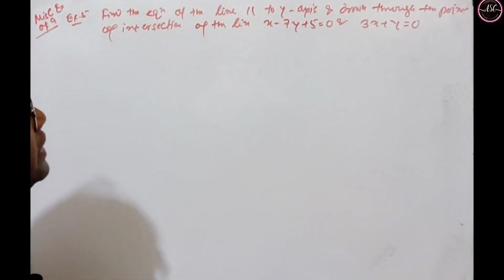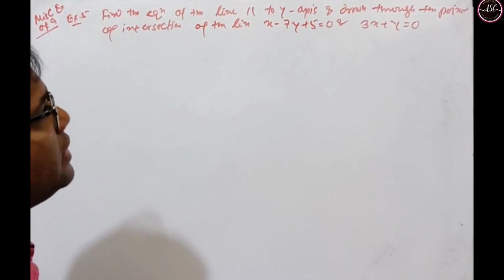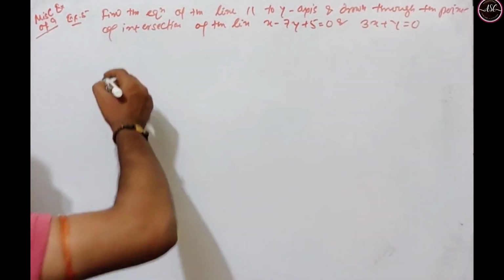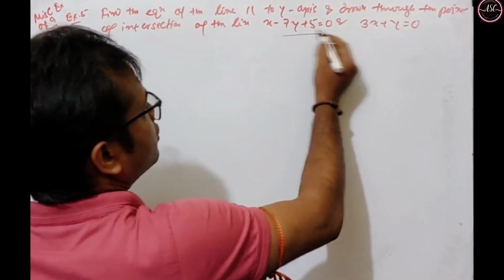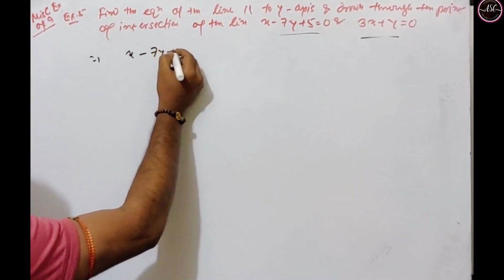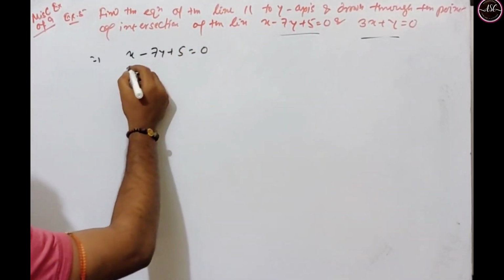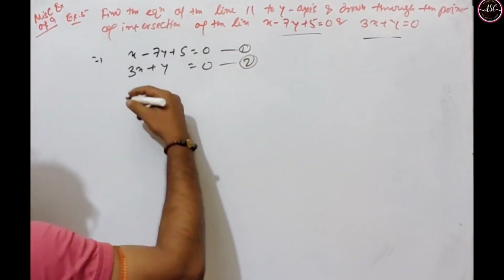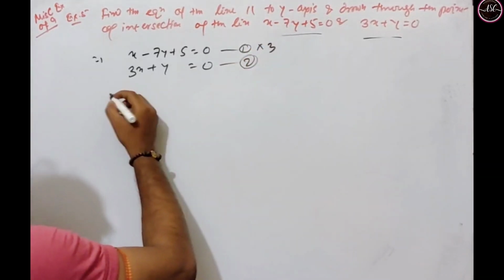Then look at this question: find the equation of the line parallel to y axis and drawn through the point of intersection of the lines x minus 7y plus 5 equal to 0 and 3x plus y equal to 0. So we should first find the point of intersection of these two lines. Here x minus 7y plus 5 equal to 0 is equation 1 and 3x plus y equal to 0 is equation 2. Just multiply equation 2 with 3. Now solving 1 and 2.